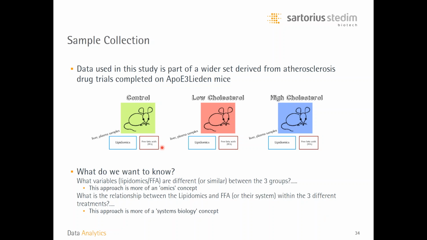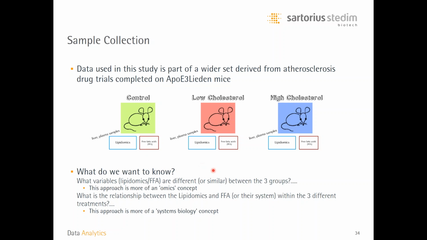There was one group of control animals, one group undergoing a low cholesterol diet, and one group of samples coming out of animals undergoing a high cholesterol diet. And then there were also different blocks of variables, lipidomics and free fatty acids.